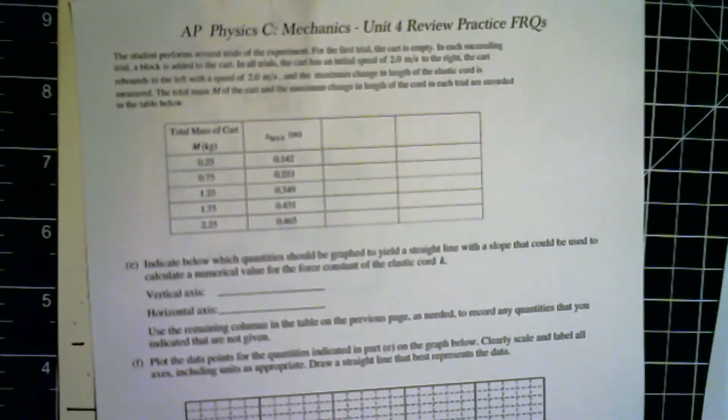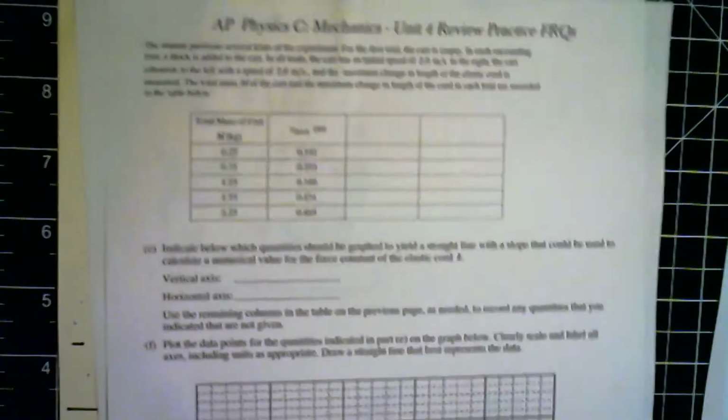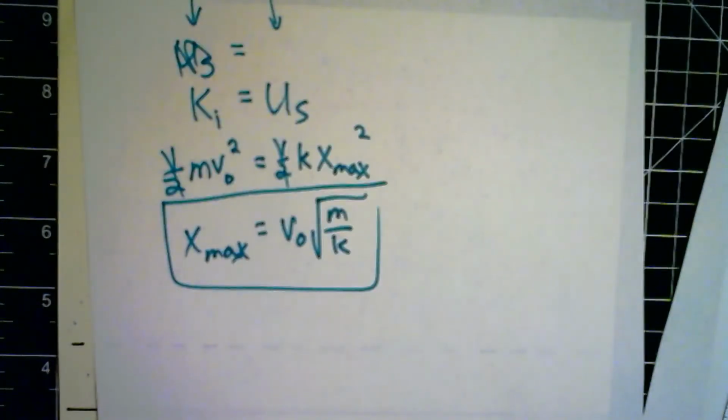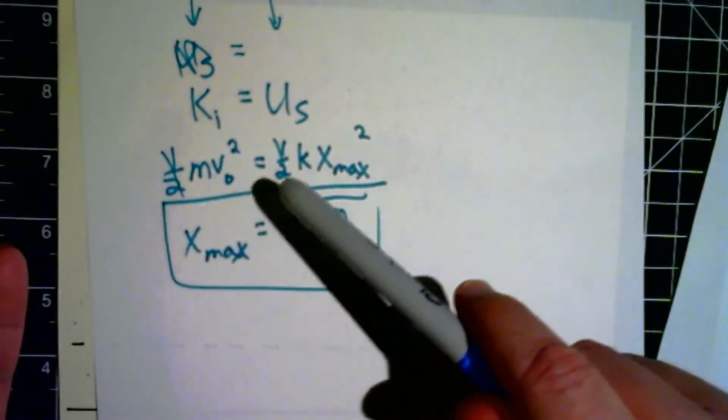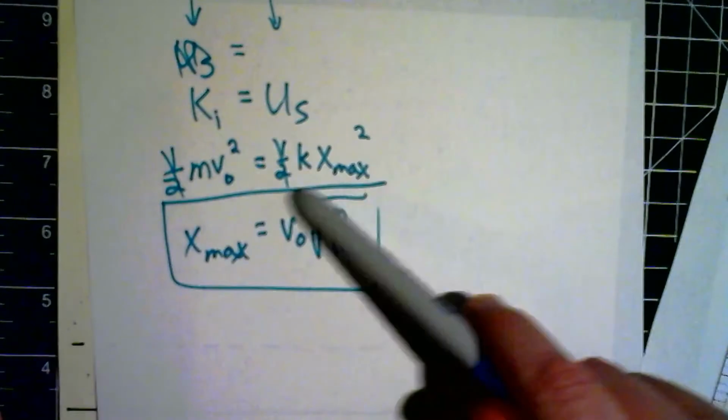And the question says, indicate below which quantities should be graphed to yield a straight line with a slope that could be used to calculate a numerical value for the force constant. All right, so that's pretty straightforward. And the way I usually set these up is I go back to the original equation that I use to see how your mass and your stretch length work with each other.